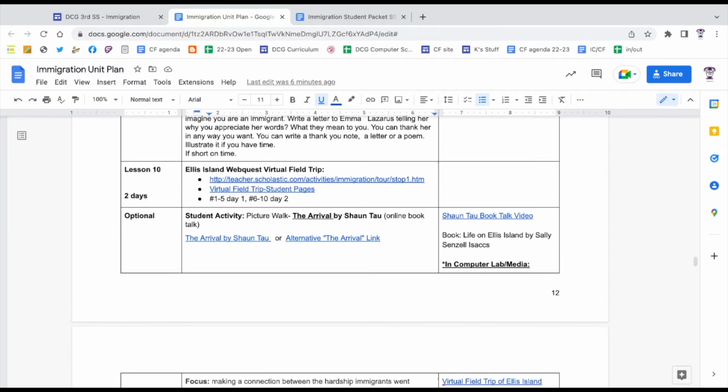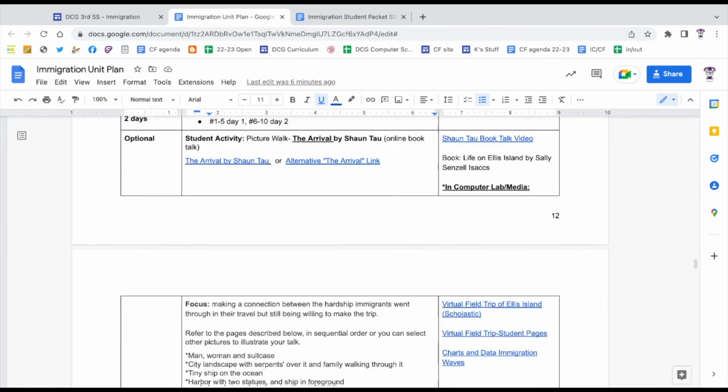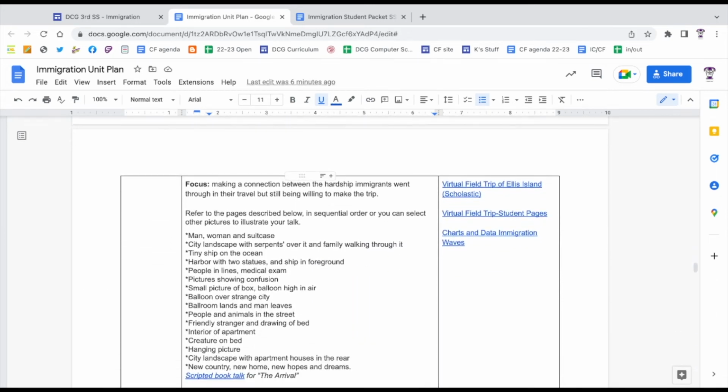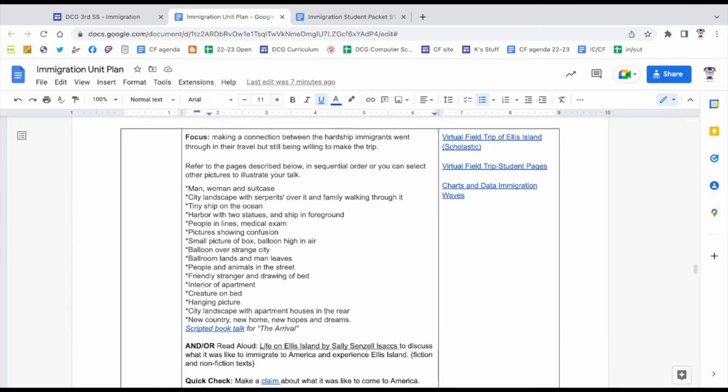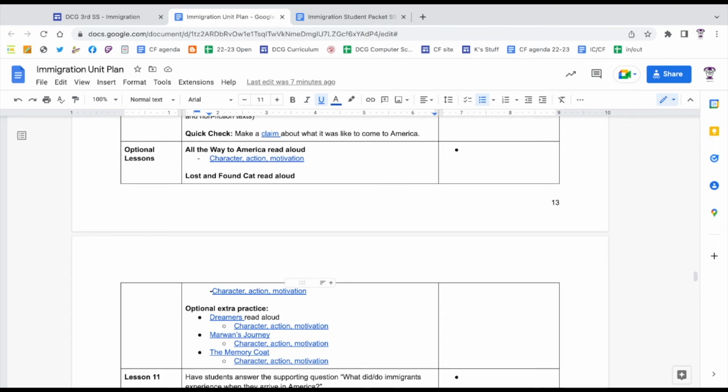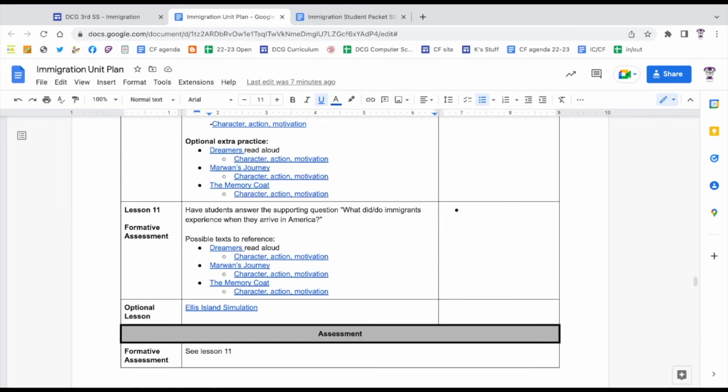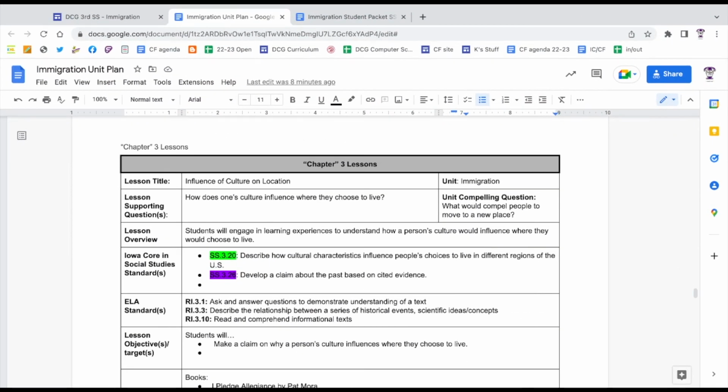There's another optional activity with The Arrival, and this one focuses more on the hardships that people might have faced. You do get that earlier in this chapter, but if you want additional time on it, this provides another option. There's an additional option with extra practice about a variety of people. Lesson 11 is our formative assessment, in which students answer the supporting question, what did or do immigrants experience when they arrive in America?